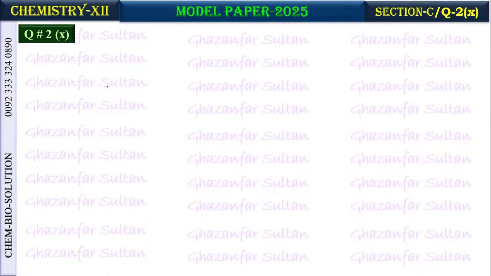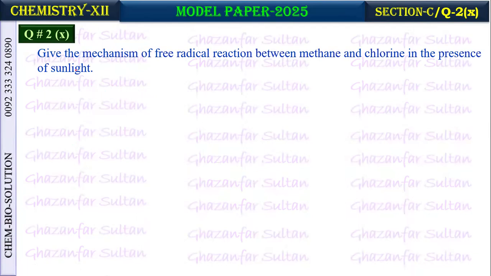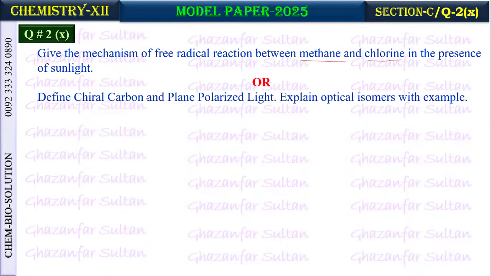So, what is question 2 part 10? These are the 4 marks questions. Remember that. Give the mechanism of free radical reaction between methane and chlorine in presence of sunlight. Or you have to attempt the question: define chiral carbon and plane polarized light. Explain optical isomers with example.